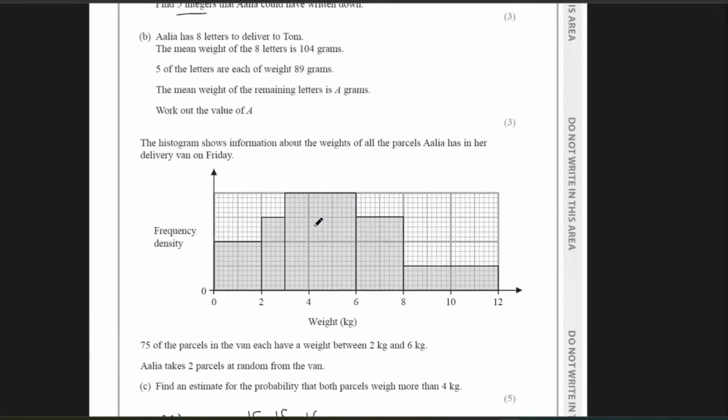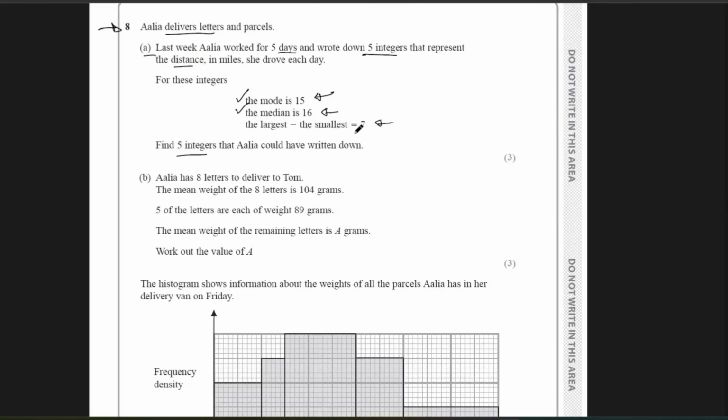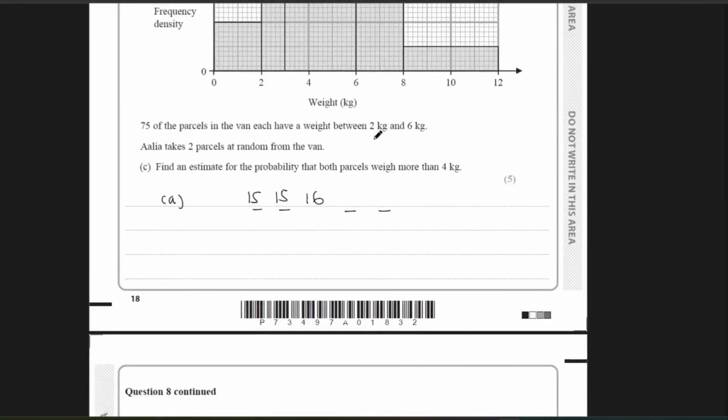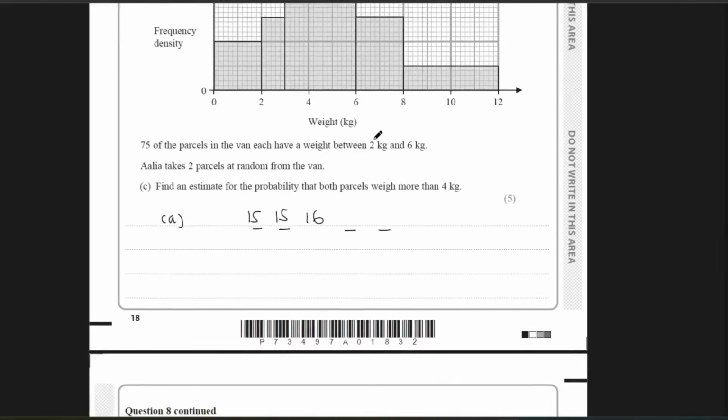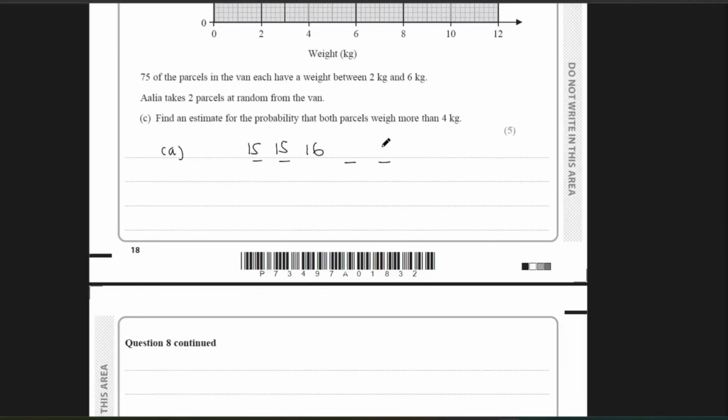What about the next 2 numbers? At the last point, the range should be equal to 7. So the smallest number right now is 15, and the largest number should be 7 more than 15. So 15 plus 7 would be 22. So 22 should be the largest number.